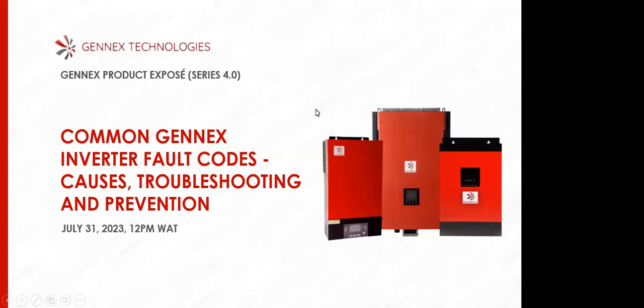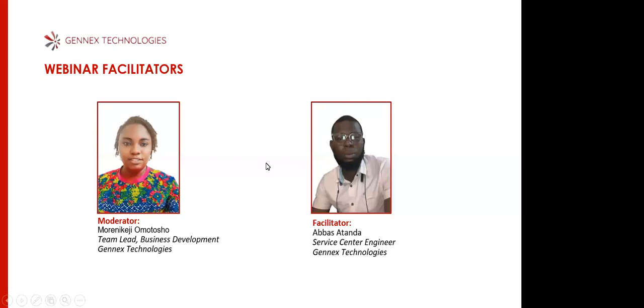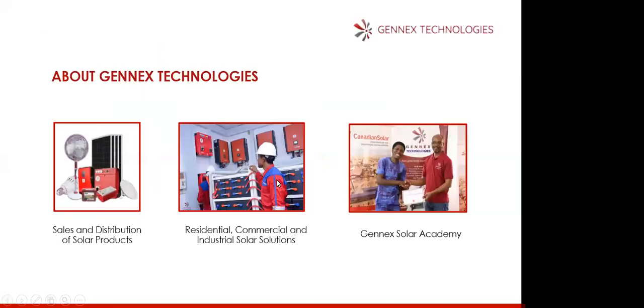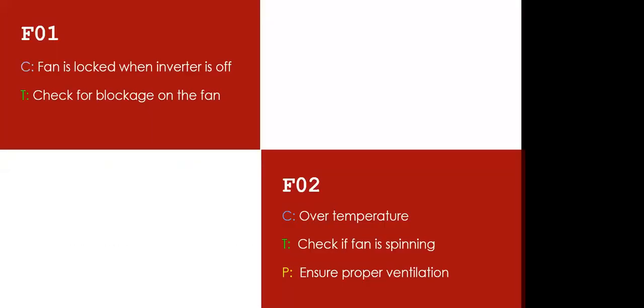Right from the one that has to do with the fan. So let's start from fault 01. On our inverter, we have a code for each of the faults that might arise when there is any issue on site. The first fault that we talk about is the F01, which deals with the fan issue. This might come as a warning.